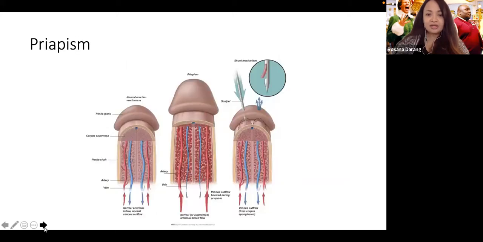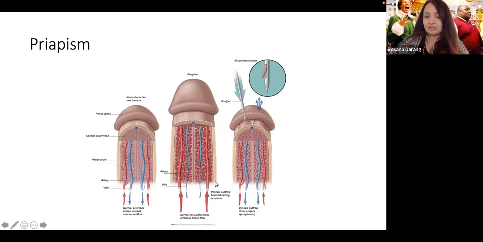Here is, I think we stopped in this slide. This is priapism. This is what we call a sustained erection. On this side of the image, you could see normal erection mechanism. You have the arterial blood flow into the penis, where the penis becomes enlarged, erected.